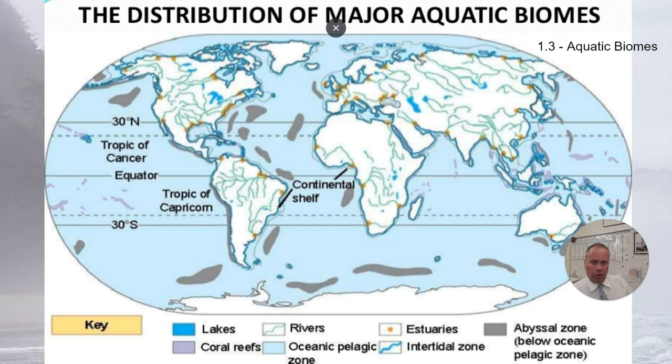Here we can see a map showing the distribution of biomes, and we can see the vast majority are these open ocean pelagic zones, which is all this light blue. There are also areas of lakes that you can see, and rivers, and areas of coral reefs in many different parts of the Earth, but you can see a lower variety of biomes in aquatic ecosystems.